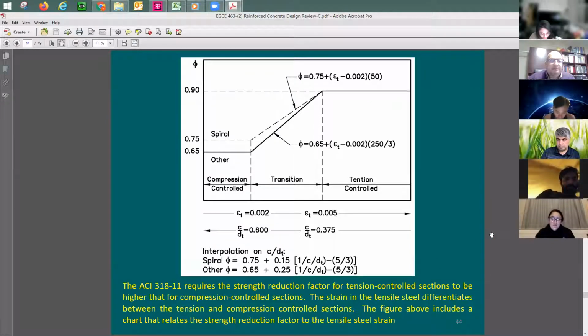So the way it works here, you need to determine the amount of strain that you have in the tensile steel. And once you have it, you go vertically with the line on the y-axis. You can figure out the stress reduction factor, the phi factor. It's gonna be that simple.